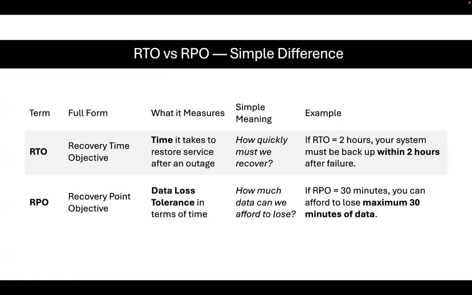Next is RPO, recovery point objective. Here, it is data loss tolerance in terms of time: how much data can we afford to lose. If RPO is 30 minutes, you can afford to lose a maximum of 30 minutes of data. For example, let's take the primary region is East US and secondary is West Europe. Let's say you are in Boston, right? So one data center is in Boston and the second data center is in London.